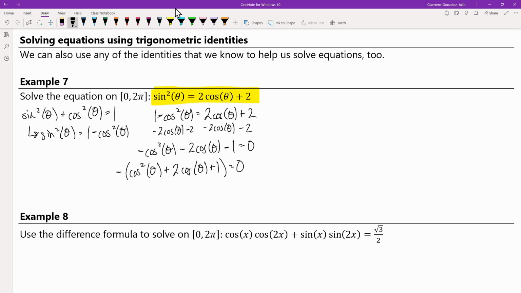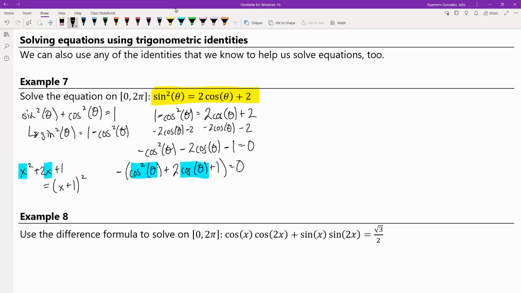But I'm going to put this over here. I'm going to change all the cosines into one particular variable. I'm going to say it's x squared plus 2x plus 1. It's the same equation. The only difference is that my x's now are the cosine thetas. Now, what I want you guys to look at is this. This is equivalent to x plus 1 squared.